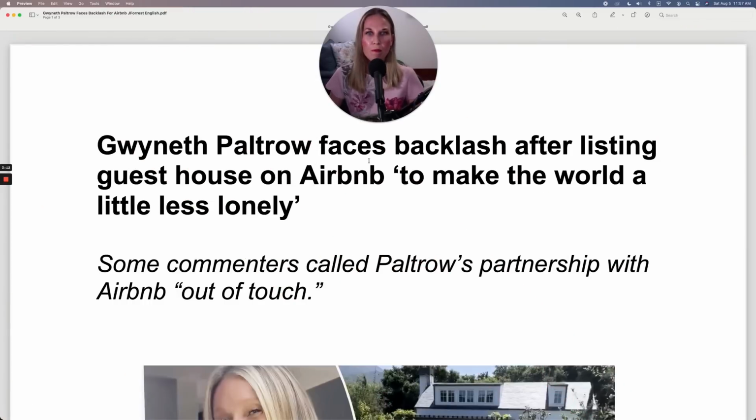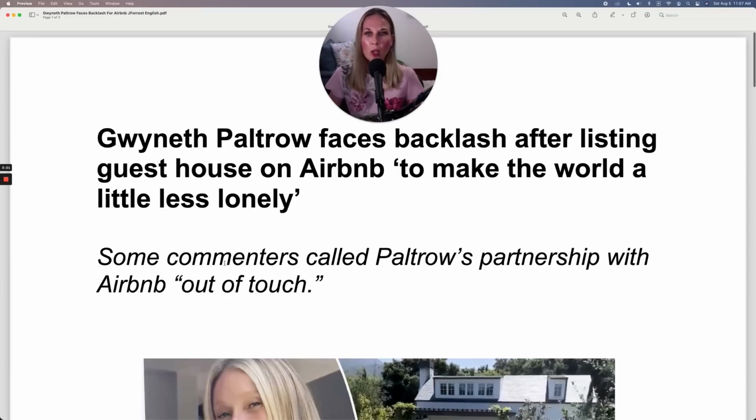Gwyneth Paltrow faces backlash after listing guest house on Airbnb to make the world a little less lonely. Some commenters called Paltrow's partnership with Airbnb out of touch.